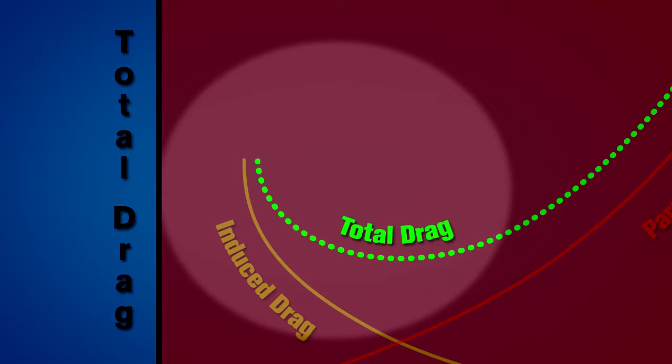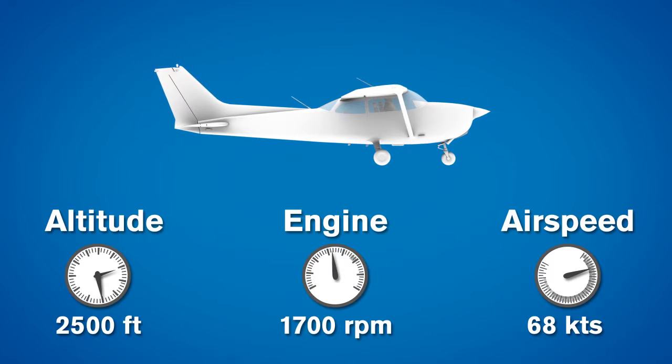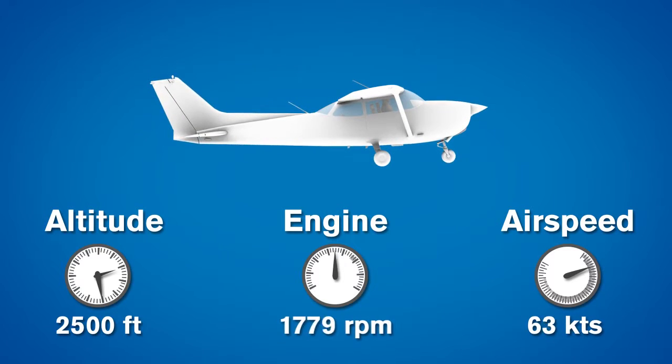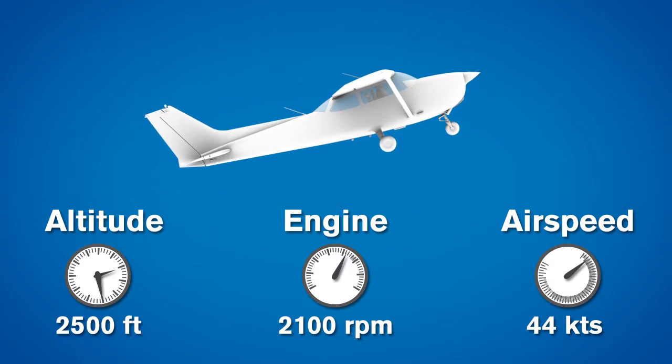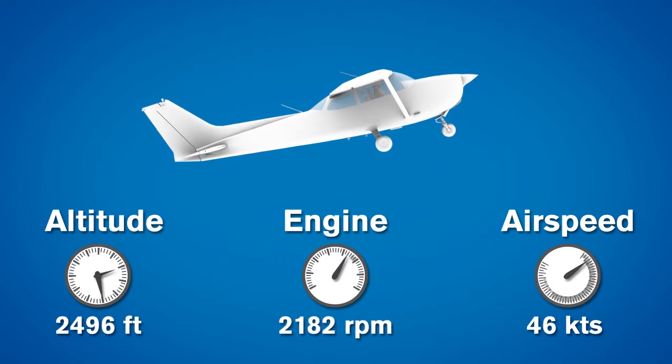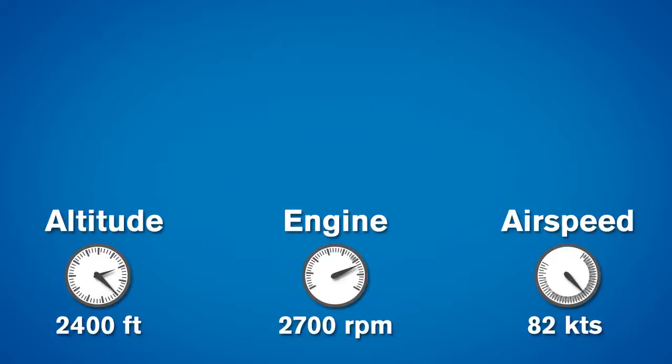Note on the left side of the total drag curve, the slower you fly, the more drag you create. In this region of airspeeds, sometimes called the backside of the power curve, the pilot will actually have to add more and more thrust to counter the high amounts of drag being created. In fact, if they want to accelerate out of this range of airspeed, they will have to add an excessive amount of power, maybe even full power.